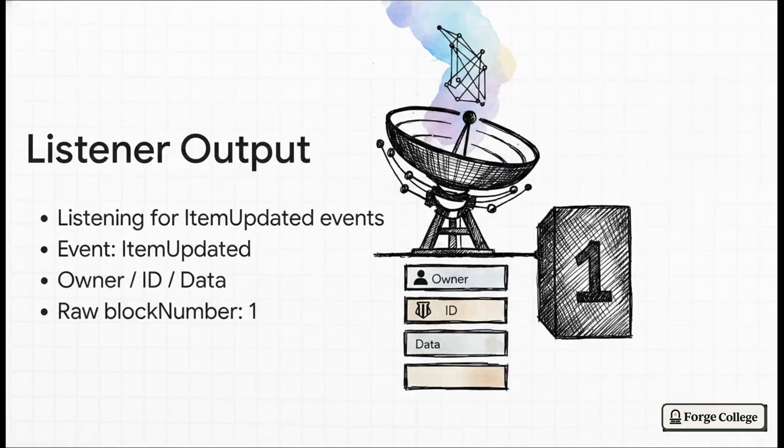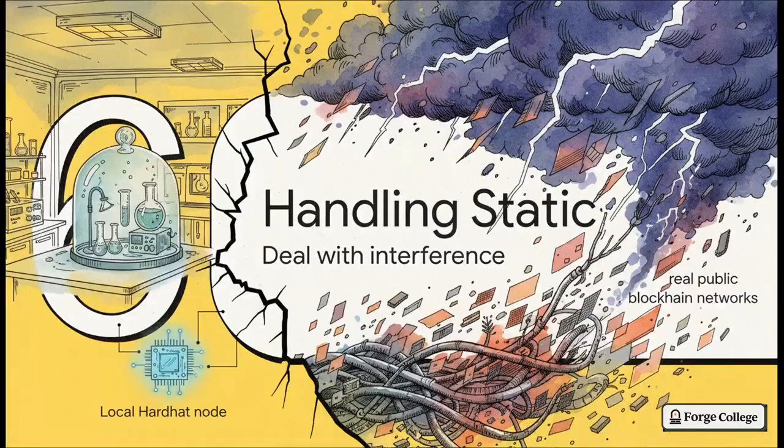And boom, when we run these 2 scripts side by side, we hit our checkpoint. Just look at this terminal output. Listening for item updated events. It caught it. The parsed arguments mapped perfectly, and even the non-indexed arguments were decoded flawlessly by the ABI. We also grabbed the raw block number right there, telling us exactly when this state change happened in the chain's history.